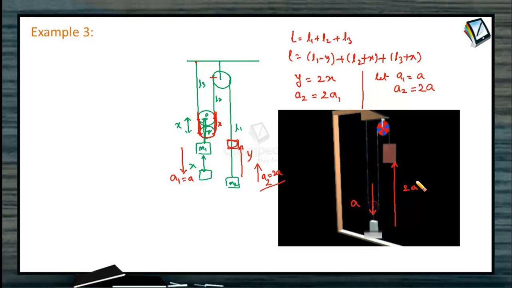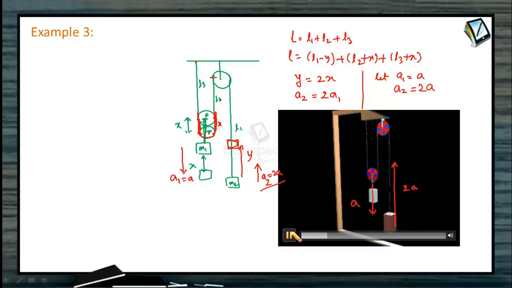Correct? So now the constraint relation has given us that this body is accelerating with 2a. This body is accelerating downward with a. I will draw the free body diagram. Let us check this picture again. See, this is the position. This is coming down, this is moving faster. Correct? So this is coming down with acceleration a. This is moving up with 2a. Now we have generated the constraint equations. Let us draw the free body diagram.